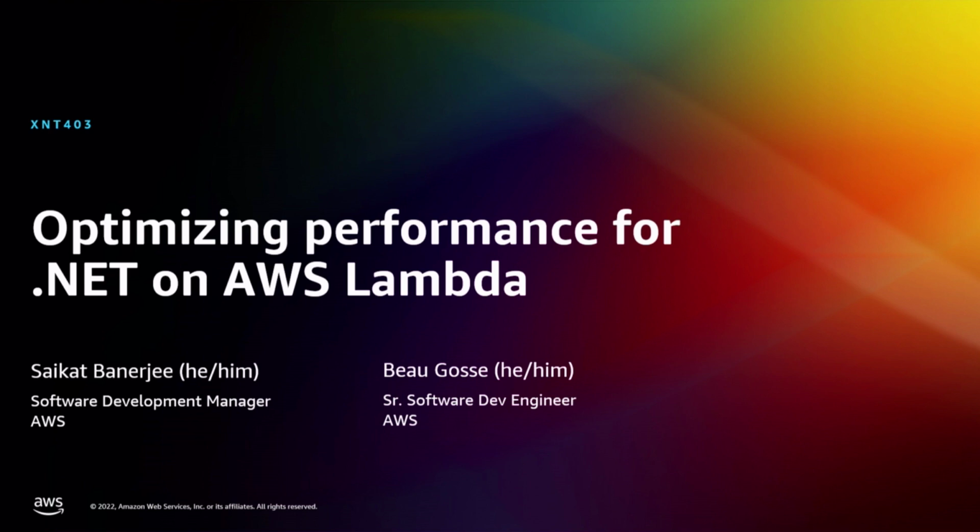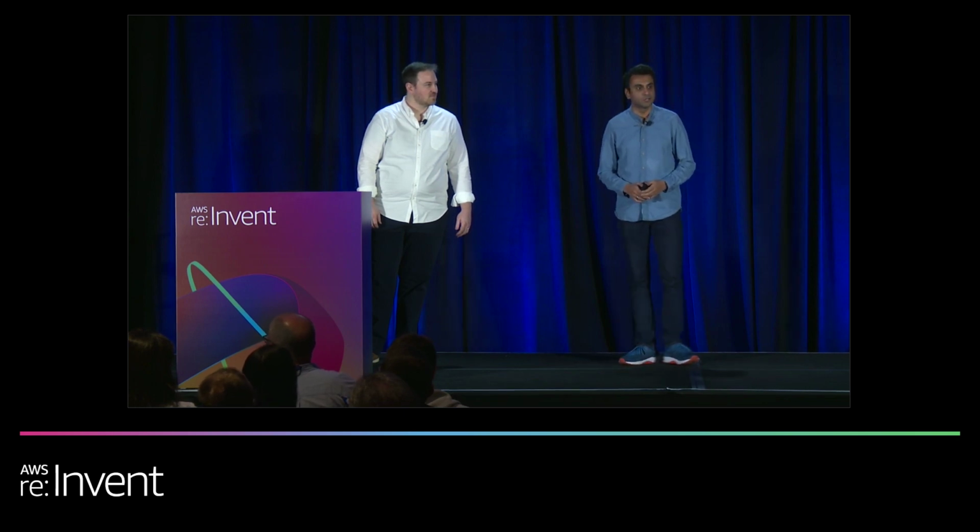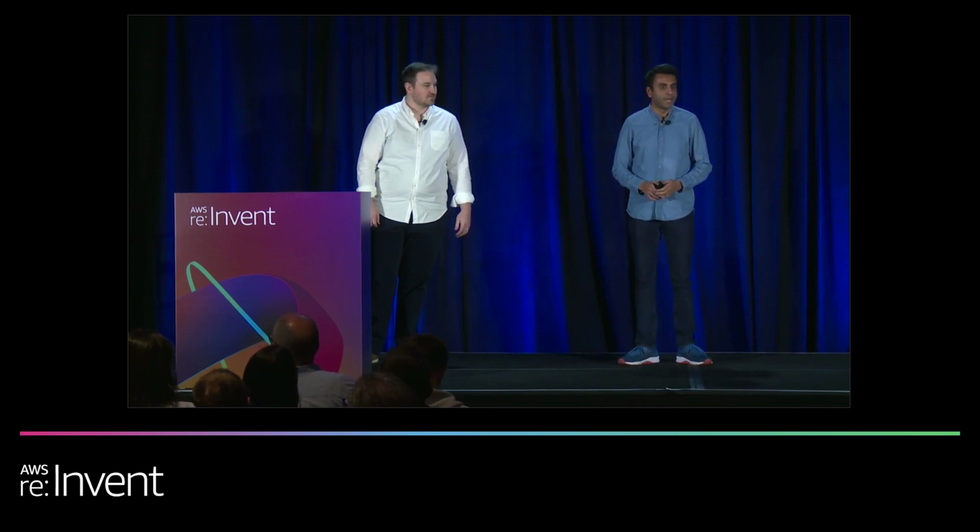So my name is Saikat Banerjee. I'm an engineering manager here at AWS. I run a team that focuses on .NET innovations. And we're doing a bunch of things around .NET open source. And one of the things that we did this year, we'll talk a lot about that around Lambda and native AOT. But before that, I'm joined by Bo.